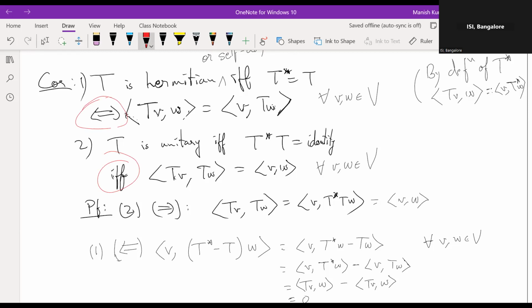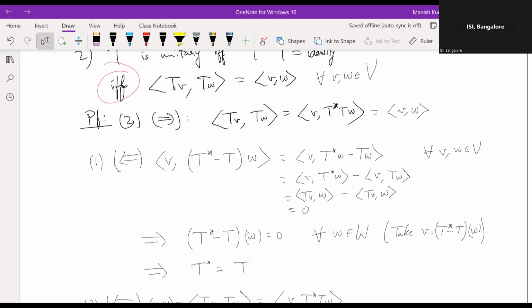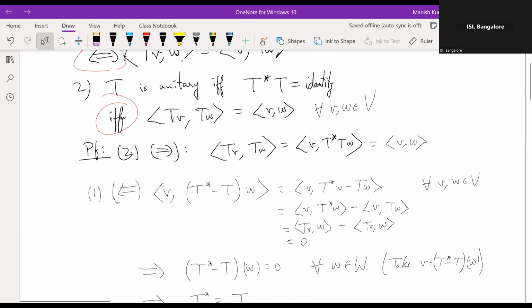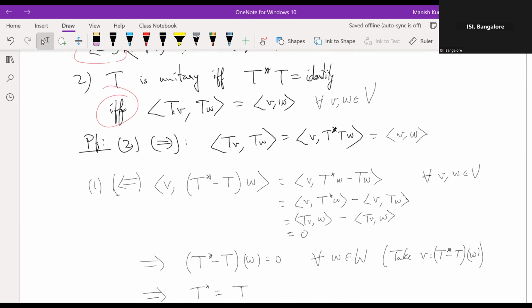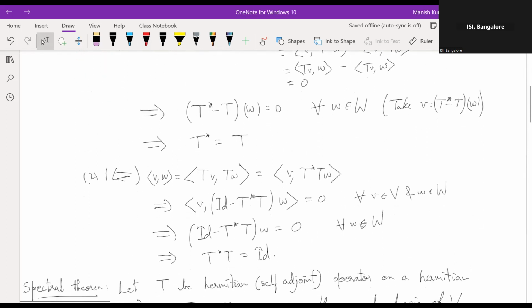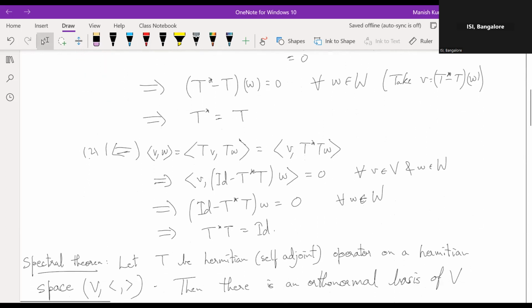Yeah. So the first if and only if is by definition. But the second one is what we are trying to prove. Okay. So we will assume <Tv, Tw> is <v, w>, the pairing between V and V, and we want to show that T star T is identity. So again, what you do is take T star T, subtract identity, and want to show that it's a zero map. So we will do that.